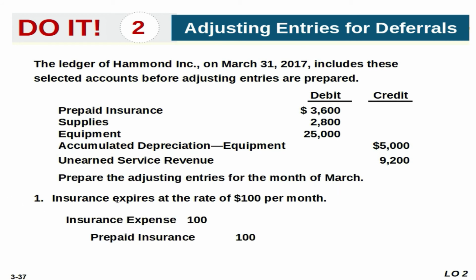For insurance expires at a rate of $100 per month, here's the adjusting entry, just like you've seen in the previous videos. Insurance expense is debited to transfer that $100 worth of this asset to an expense, which is what it really should be. And then prepaid insurance is credited to decrease the asset, again, to bring the assets to their true balance instead of having them be overstated. And then 100, 100. So that's simple enough.